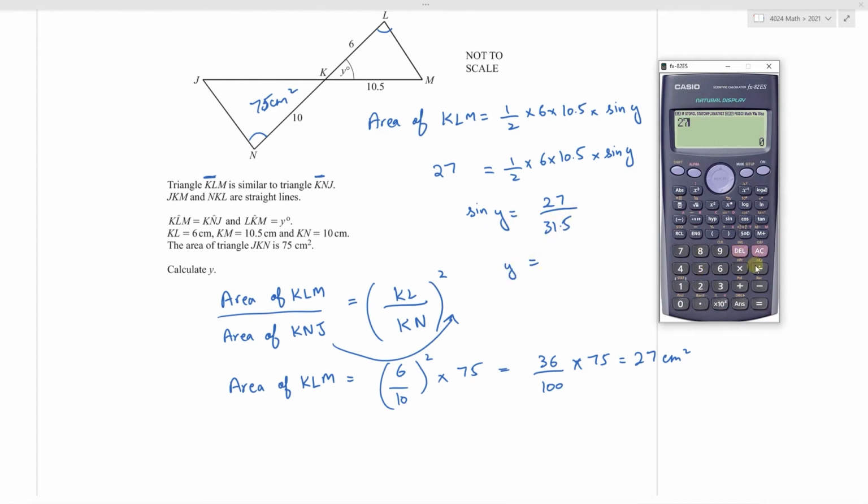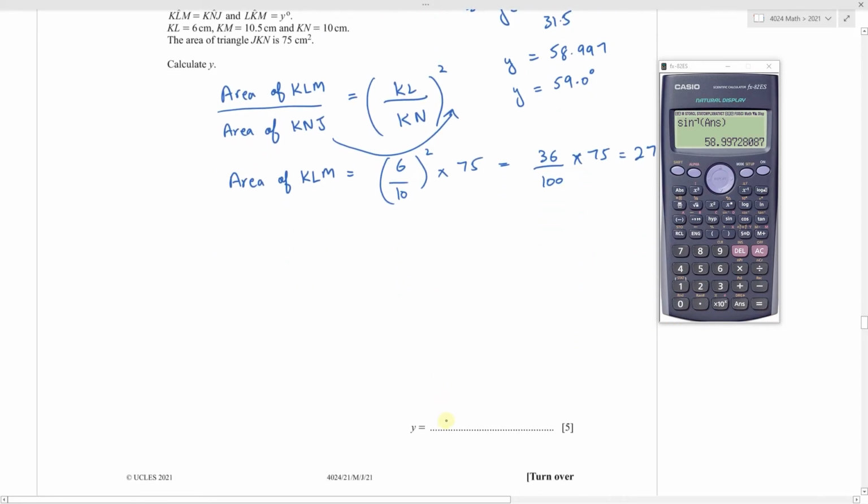So 27 divided by 31.5, and then I take the sine inverse of this. So this gives me 58.997, which I can write up to one decimal place, 59.0 degree, because this will be rounded up if I'm writing up till one decimal place. So your final answer will be y equals 59.0 degree.